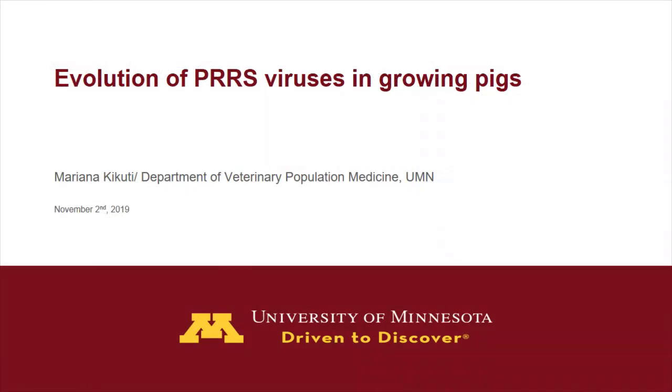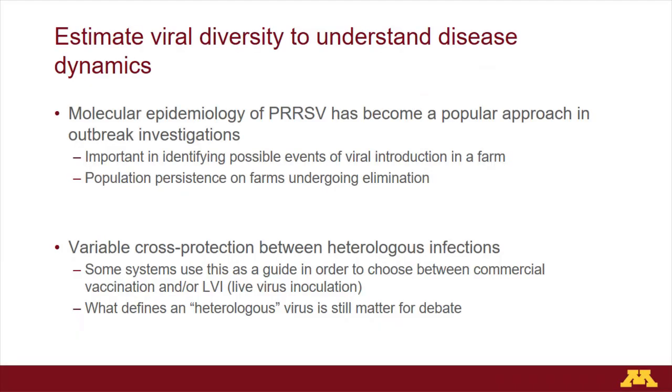Good morning, everyone. I'm going to present a little bit of our very preliminary results of what we have been studying so far regarding PRRS diversity. Molecular epidemiology of PRRS has become a very popular approach in the field, especially for outbreak investigations. It has the potential of identifying viral introductions in a farm, but also identifying viral persistence in farms undergoing elimination. It can also be a useful tool to guide decision-making regarding PRRS control in the farms.